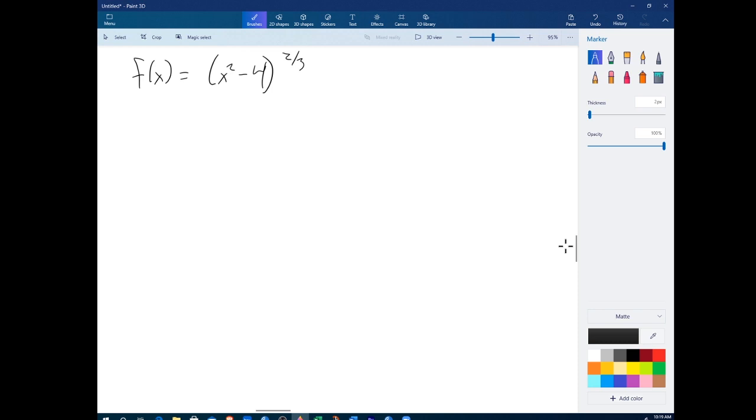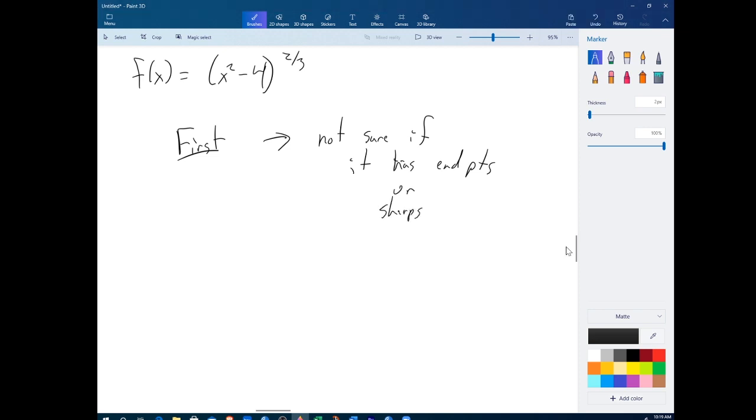All right. So, on this one, when I look at the question first, I can say I'm not super associated with 2/3 power. I can say I'm not sure from the get-go if it has endpoints or sharp points. Told you it does because I finished the problem already, but at the get-go, I'm not sure which one it has, or if it has either. So I need to just be aware of that. It's a possibility it could come up.